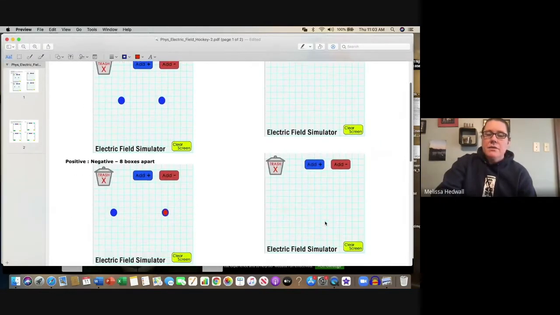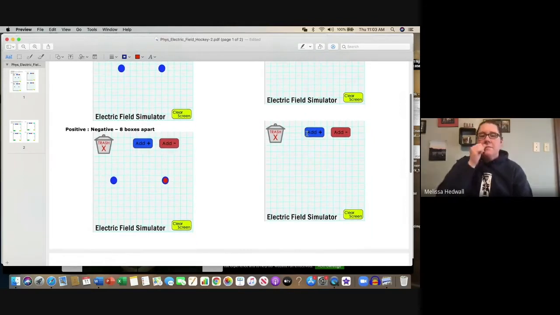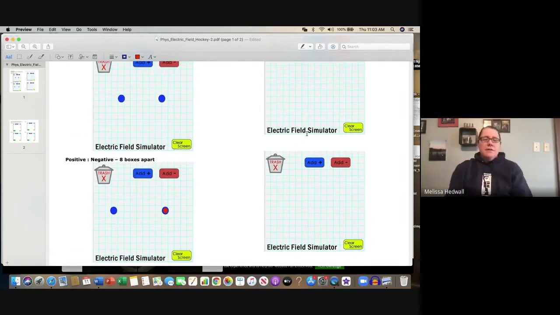And again, you'll put those on and then you'll draw the field lines of what is being created on there. Again, the field lines are visually representing what that electric field would do if you dropped a test charge in there. And the test charge is a teeny tiny positive charge. Any questions on this part of the simulation that you need to do?